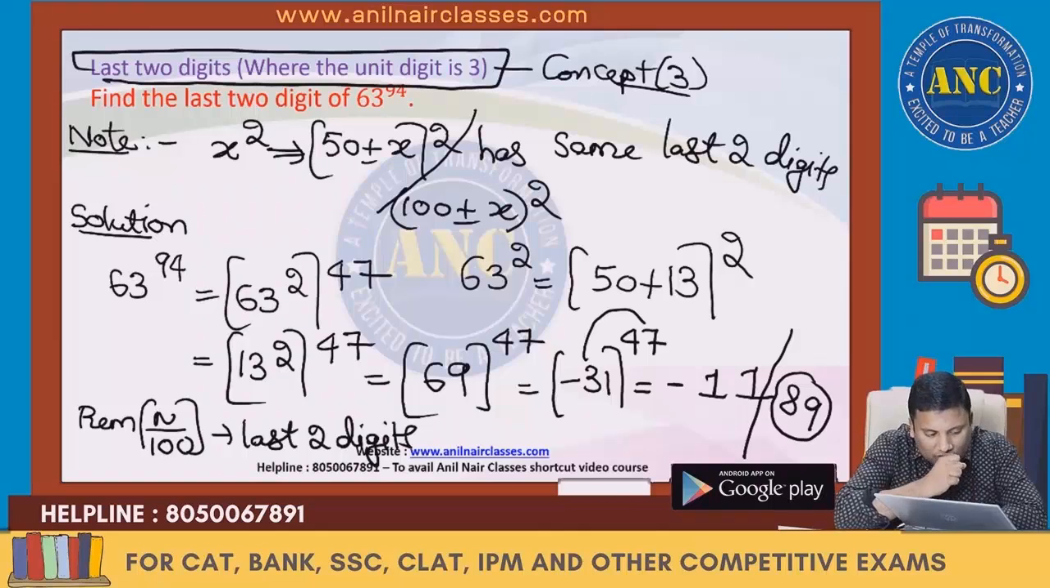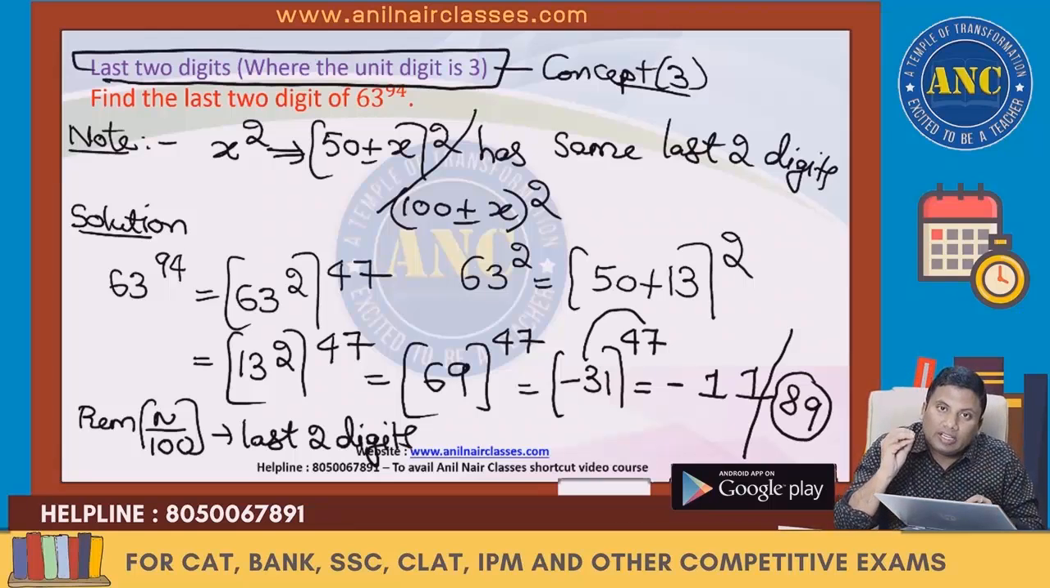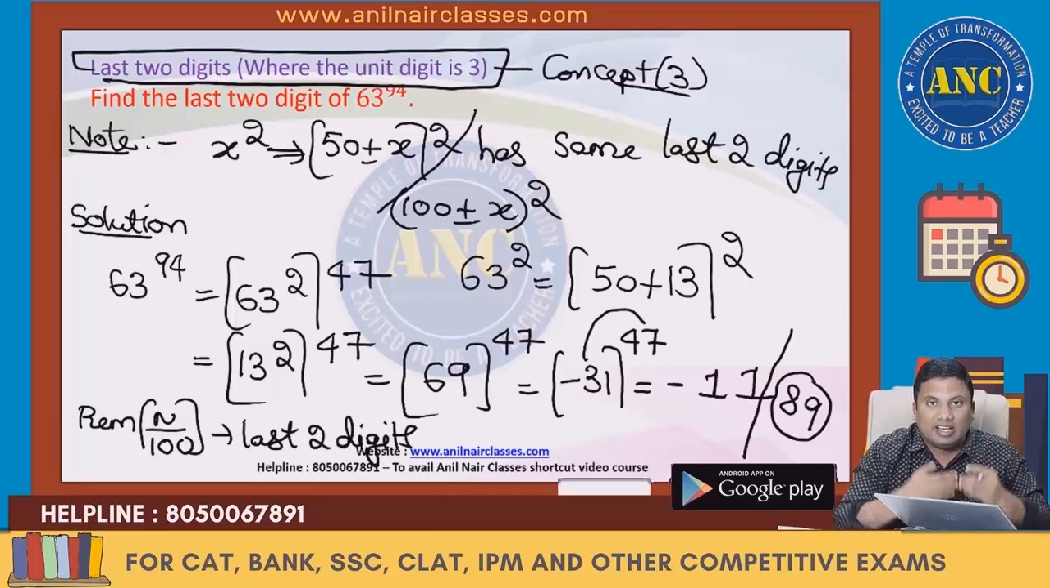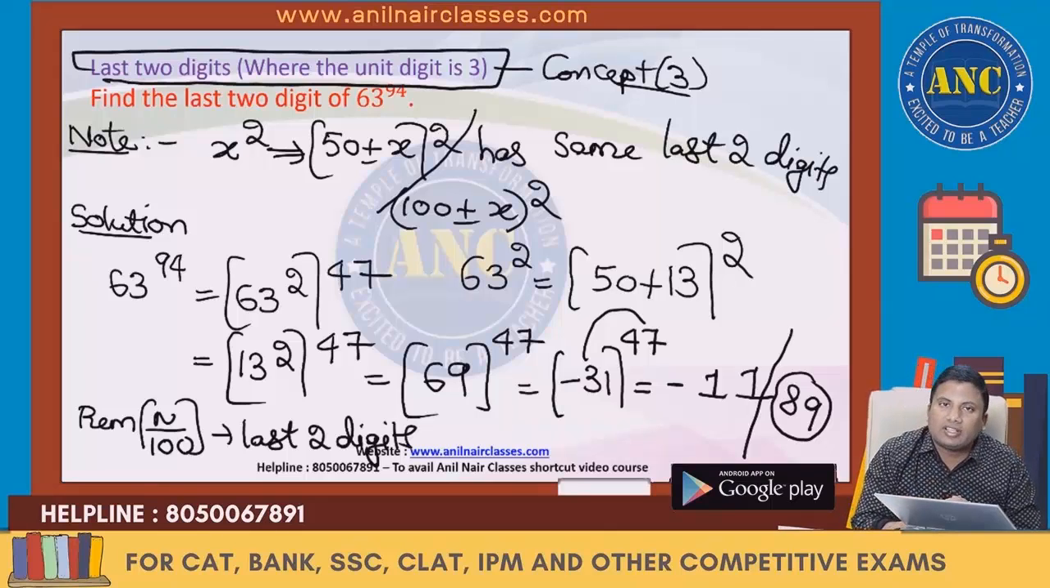Again I am repeating. 63 power 94, which is 63 square power 47. 63 square is 13 more than 50. So it is 13 square power 47. 13 square is 169. The last two digits in 169 are 69. 69 power 47. We discussed how to find the last two digits when the unit digit is 9. Convert into 1. 69 divided by 100: 100 ones are 100. Minus 31 power 47. 1 power anything is 1. 3 sevens are 21. What is the unit digit in 21?